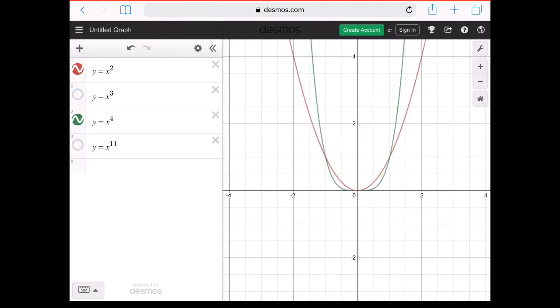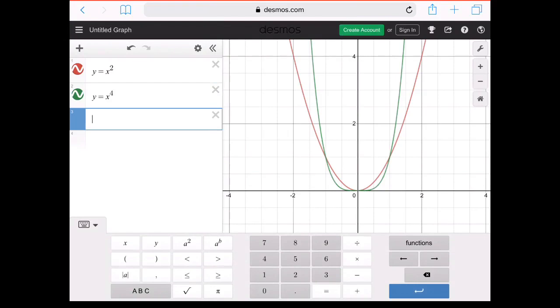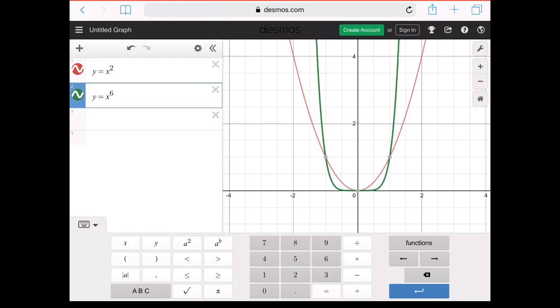So if I put on y is equal to x squared, and y is equal to x to the power of 4, take these ones out, and I put in x to the power of 6. See, it's flatter around the origin. 8, even flatter. 10, flatter. Can even put in numbers like 100, very flat. 1000 is an even number, very flat. And you see that around the origin it gets very flat.